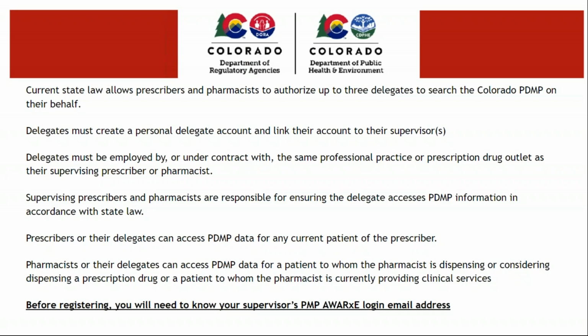Delegates must create a personal delegate account and link their account to their supervisor or supervisors. They can be delegates for more than one supervisor. But delegates must be employed by or under contract with the same professional practice or prescription drug outlet as their supervising prescriber or pharmacist. Additionally, supervising prescribers and pharmacists are responsible for ensuring the delegate accesses PDMP information in accordance with state law.